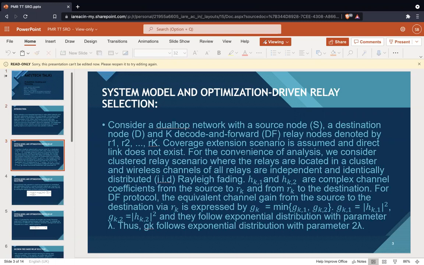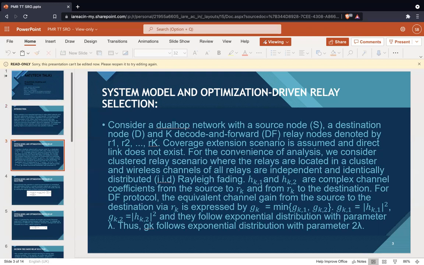Consider a dual-hop network with a source node, a destination node, and K decode-and-forward relay nodes denoted by R1, R2, and so on up to RK. A conventional extension scenario is assumed and the direct link does not exist. For the convenience of analysis, we consider a cluster relay scenario where the relays are located in a cluster and the wireless channels of the relays are independent and identically distributed Rayleigh fading.